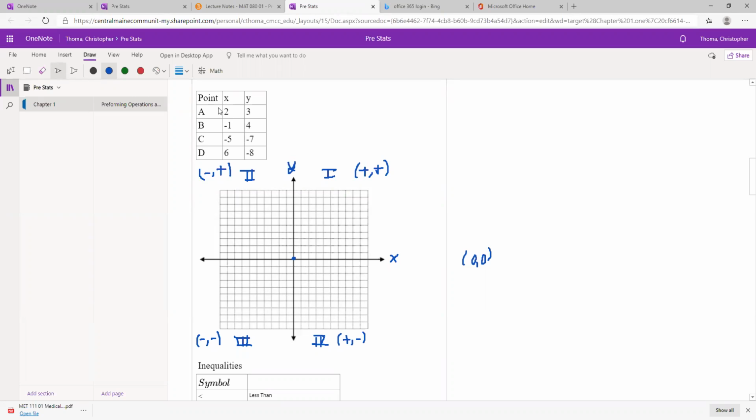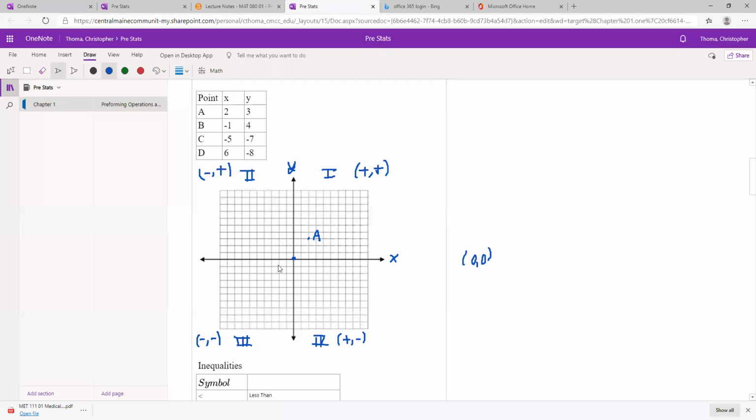All right, so I've labeled my points A, B, C, and D just to make it a little bit neater. So if I go to plot point A, I come to the origin, and you can see I say X is 2. So I go to the origin, and I count over 2 spots, 1, 2. And then Y is 3, that's positive, so then I go up 3, 1, 2, 3. And there is point A. So point A is in quadrant 1.